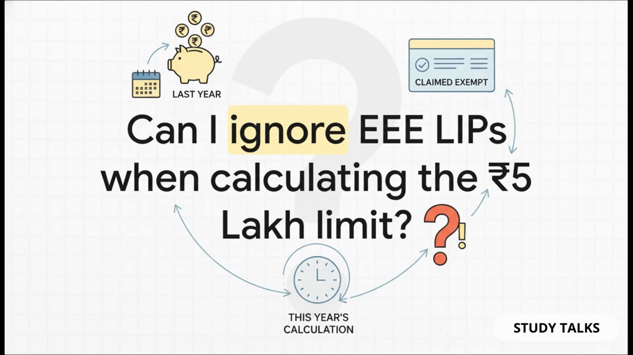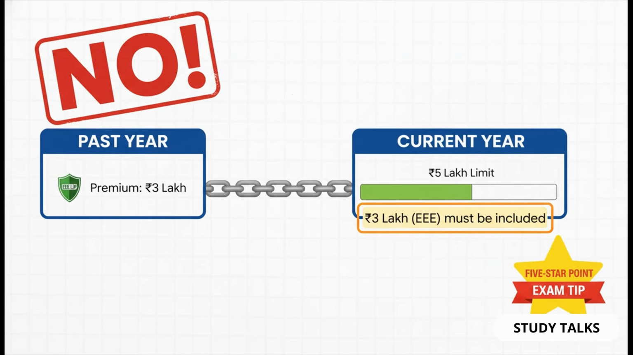So here's the question that traps almost everyone. Let's say a policy matured last year. You claimed it as exempt, the money's in the bank, it's a done deal. So for this year's calculation of that 5 lakh limit, you can just forget about it, right? It's in the past. It shouldn't matter now. No, absolutely not. And listen, if you write down one thing from this whole explainer, make it this. You cannot ignore it. The annual premium of those EEE LIPs from past years must be included when you're checking the 5 lakh limit for the policies maturing in the current year. It creates this chain reaction that carries over from year to year.